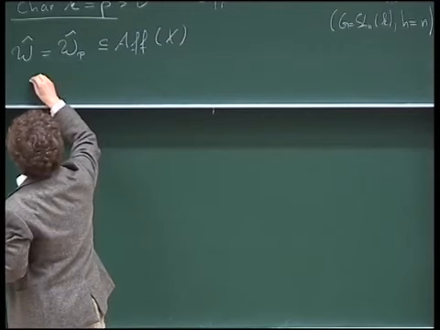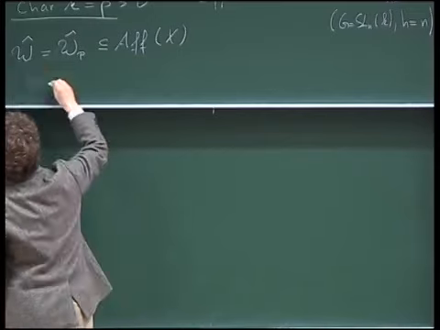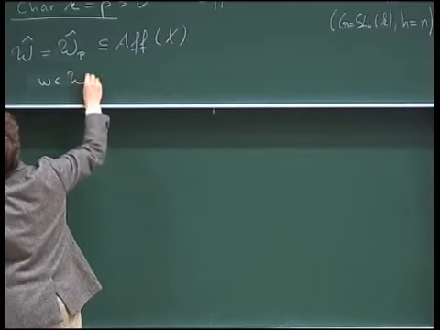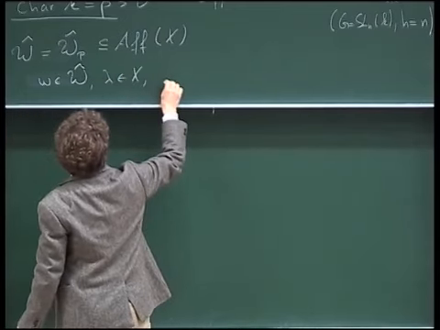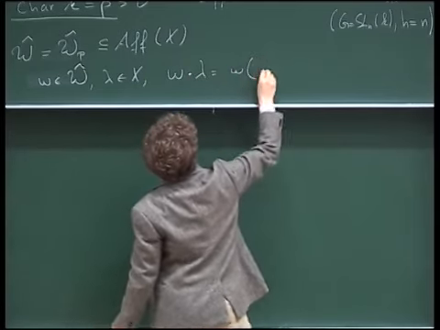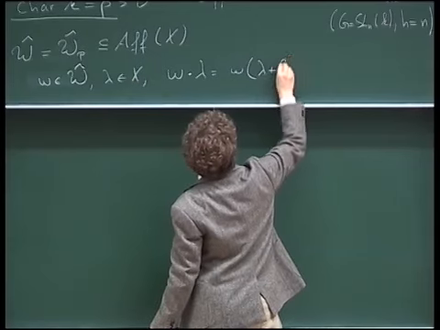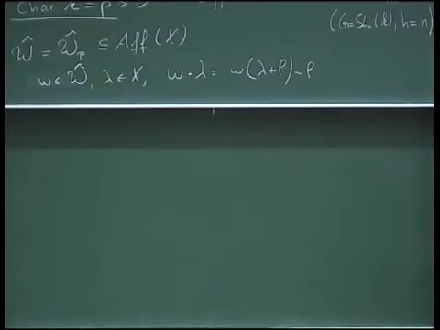Let us define, for w in the affine Weyl group and lambda in X, w dot lambda to be w(lambda plus rho) minus rho, where again rho is this half sum of positive roots.